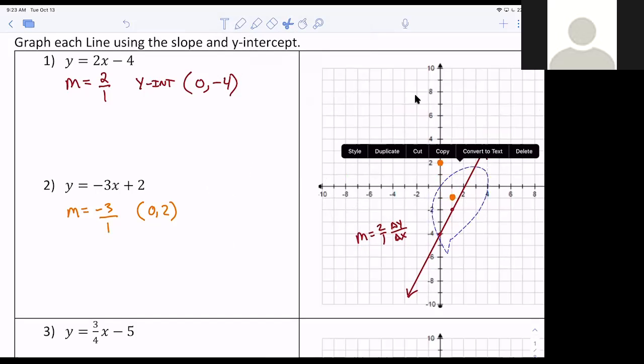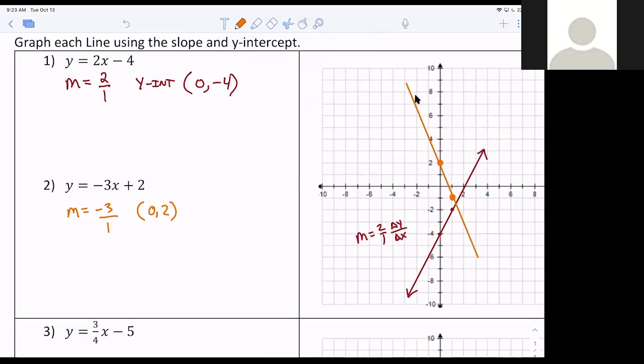Now you're going to draw the line. So here we go. There's that line, guys. And now what I need you to do is take your calculator. Under y2, type in -3x plus 2. And then hit graph. And then you should see both lines. Anybody have any issues?